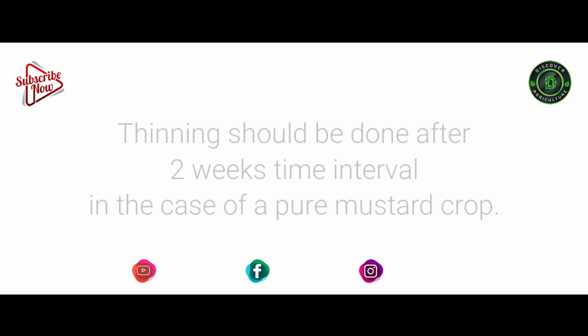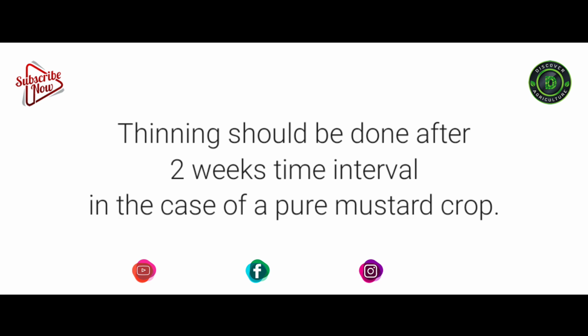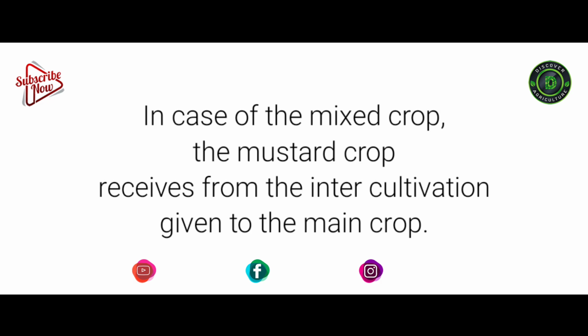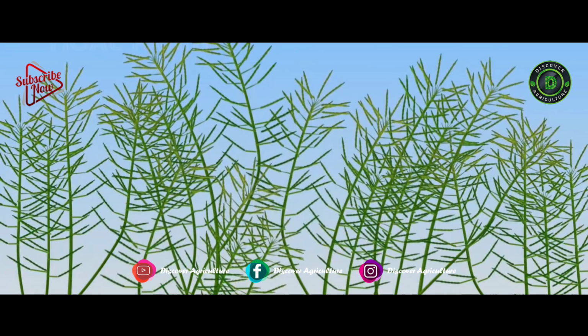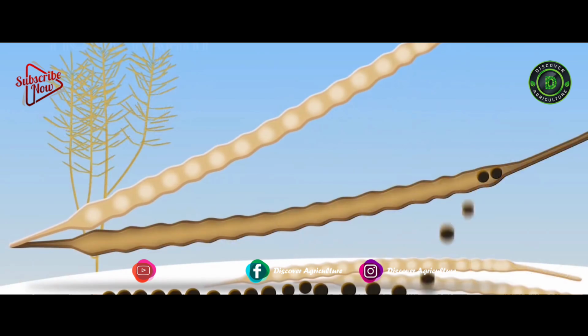Thinning should be done after 2 weeks time interval in the case of a pure mustard crop. In the case of the mixed crop, the mustard crop benefits from the intercultivation given to the main crop. Harvesting of mustard. Harvesting should be carried out as soon as the pods begin to turn yellow in color and the seed becomes hard. The mustard crop matures in about 110 to 140 days.